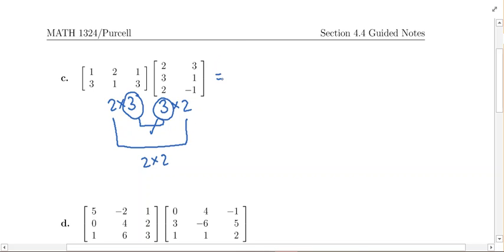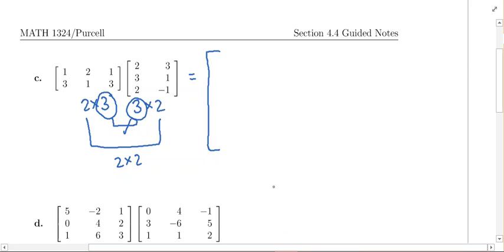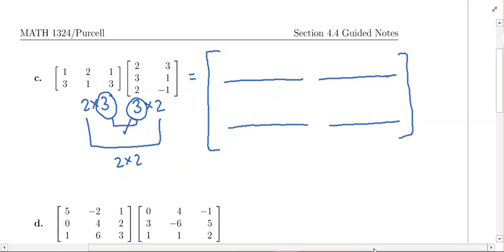So we are going to set up a template. I'm going to draw out a 2 by 2 matrix. We're expecting something with 2 rows and 2 columns, so it's going to look like this. Then we're going to fill in these numbers by doing dot products. All right, so let's start here.